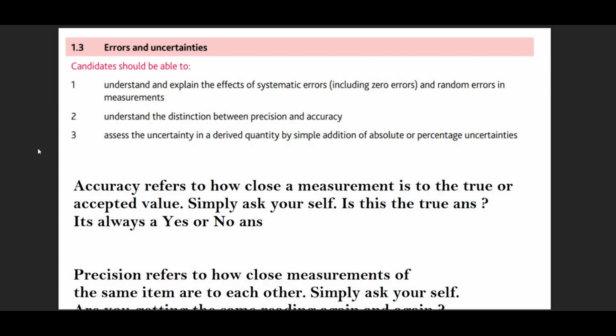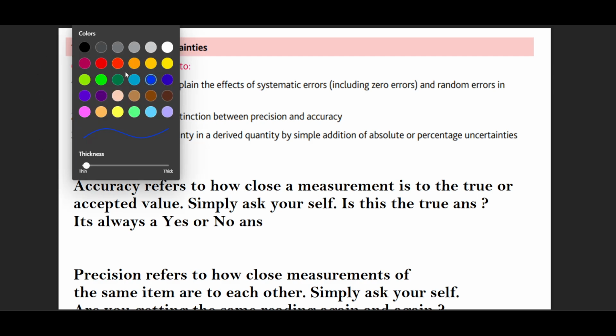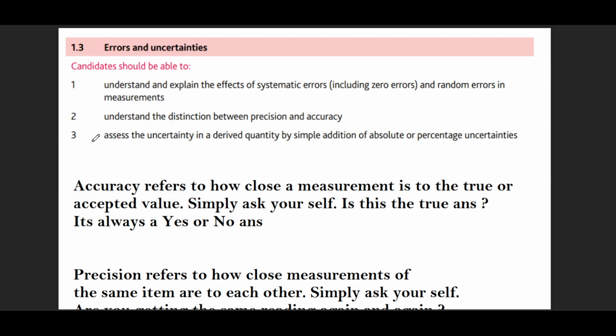This is the second part of Errors and Uncertainty. Part 1 comprises systematic and random errors. The second part comprises accuracy versus precision.